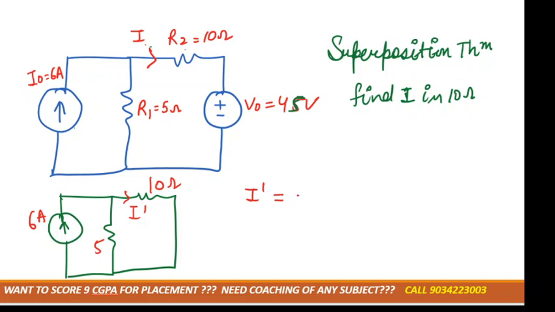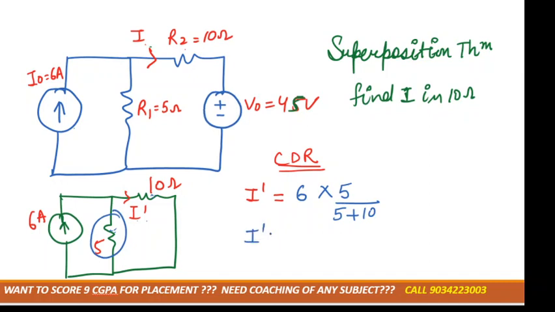So we can simply get it, that is total current. According to the current division rule, which is applicable only in a parallel circuit, it is equal to the total current. Total current is how much? 6 ampere. And in which branch we need to calculate current, we have to take the opposite resistance. Opposite resistance is 5 ohm divided by the sum of the resistors connected in parallel, that is 5 plus 10. Okay, so I dash should be equal to 6 into 5 divided by 15, that is 1 by 3.